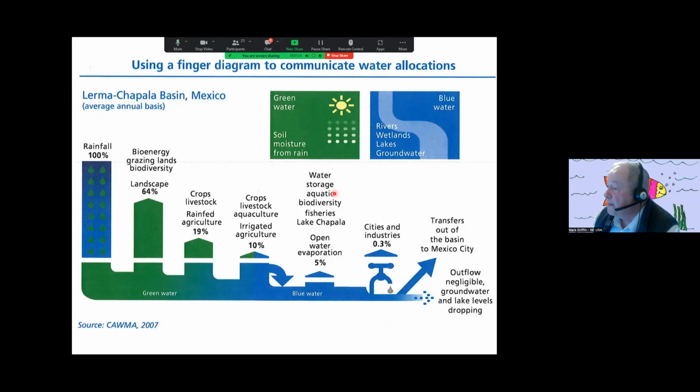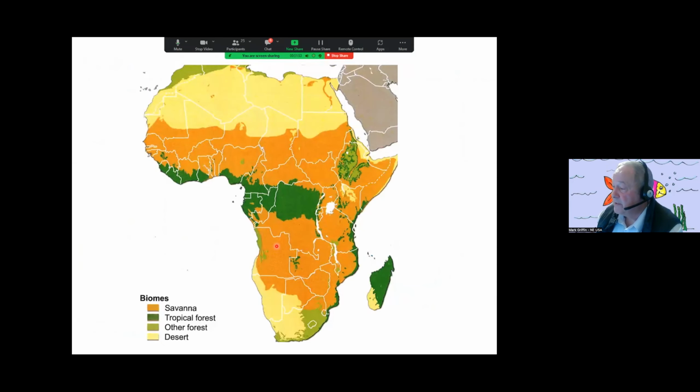All right, here's another figure diagram for Mexico City. And they've used different colors to say, okay, your rain comes down, and they partition off what's going to be used for rain-fed agriculture, for crops, livestock, and then when that runs out, how much of our blue water are we going to use from rivers and lakes, and so on. Once you get down to cities and industries, drinking water, there's really not a lot of water we're using. It's mostly agriculture.